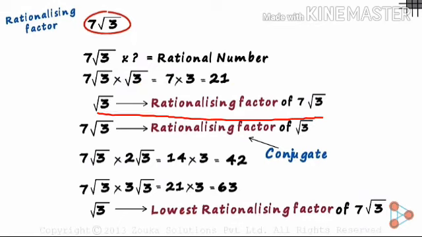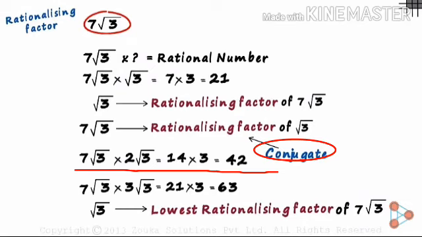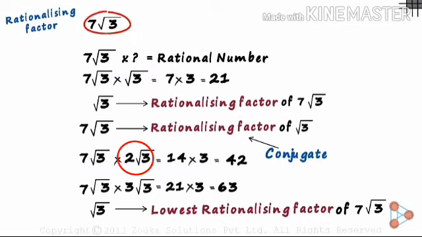Here root 3 is called the rationalizing factor of 7 root 3 and 7 root 3 is also called the rationalizing factor of root 3 according to the definition. Here the rationalizing factor is also called conjugate. Root 3 into 2 root 3, that is equal to 7 2s are 14 into root 3 into root 3 is equal to 3, that is equal to 42. Here 2 root 3 is also called a rationalizing factor since the product is 42. It is a rational number.